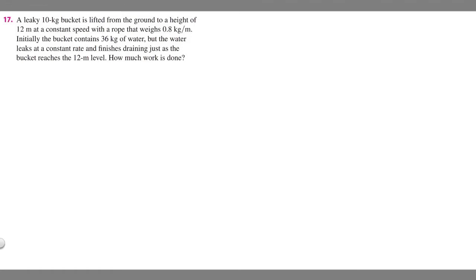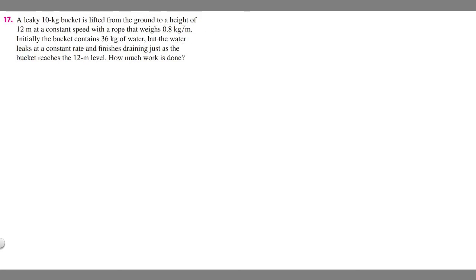In this problem, we're told a leaky 10 kg bucket is lifted from the ground to a height of 12 meters at a constant speed with a rope that weighs 0.8 kilograms per meter. Initially, the bucket contains 36 kilograms of water, but the water leaks at a constant rate and finishes draining just as the bucket reaches the 12-meter level. How much work is done?